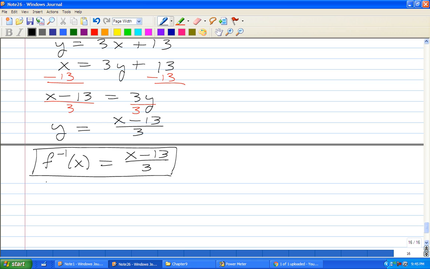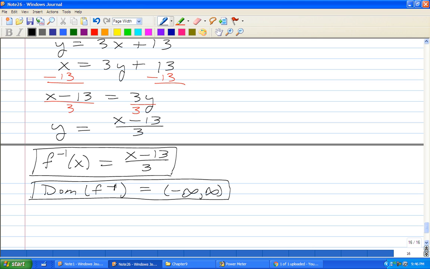Let's see, what is the domain of the inverse function? Well, I'm never dividing by 0, nor am I taking square roots, or any even root, of a negative number. Therefore, the domain is everything. So the domain of my inverse function is all real numbers.